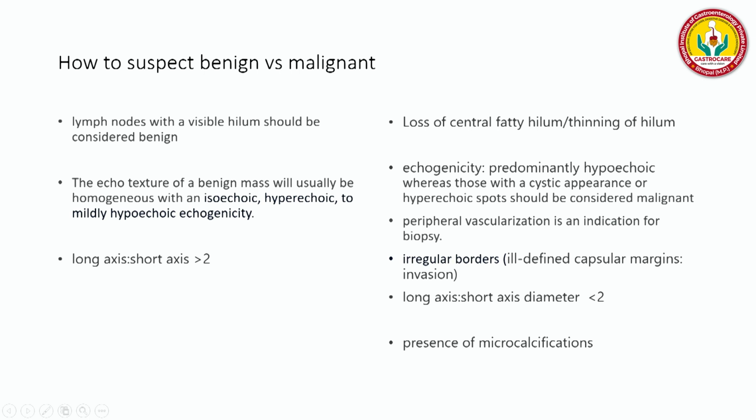These are the features. The best feature is if the lymph node has a preserved hilum, unless proved otherwise it is going to be benign, and if the lymph node hilum is lost, unless proved otherwise it is malignant. Secondly, the diameter. If the long axis to short axis ratio is more than 2, it is likely to be benign. If the ratio is less than 2, it is likely to be malignant.